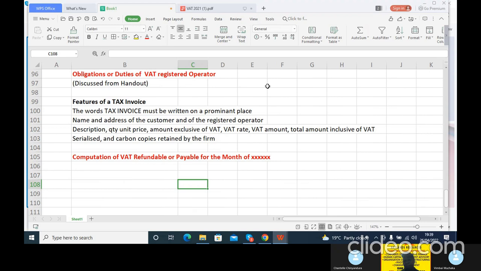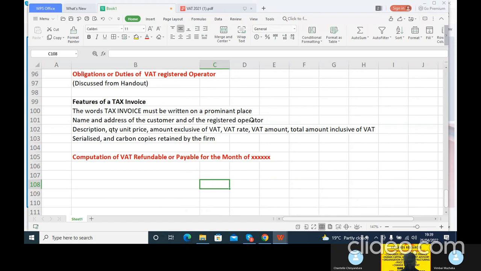So on Tuesday we don't have a lecture because it's a holiday. So it would make a lot of sense if we cover what we want to cover today. Computation of VAT refundable or payable for the month of. So you put a dollar sign like this. You do it nicely, and there is what is called output tax.